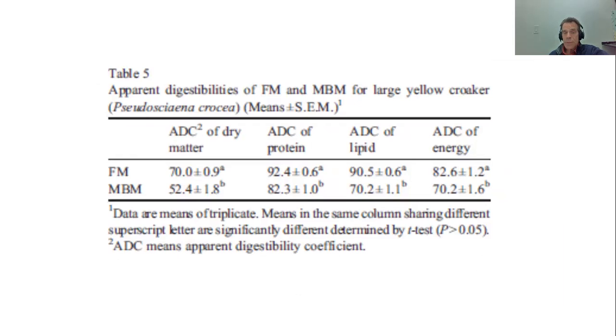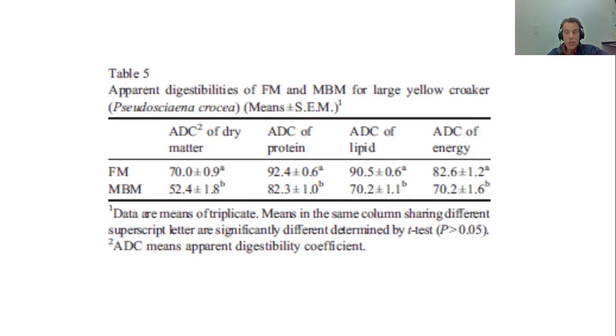Digestibility of protein, 92%. Digestibility of lipids, 90%. Energy digestibility, 82%, 83%. How can that be, right? This fish meal, there's no fiber there. There's no cellulose, there's no starch. So the energy digestibility should be a weighted average of protein and lipid digestibility. Same thing for meat and bone meal: 82 for protein digestibility, 70 for lipid digestibility, 70 for energy. The digestibility of energy should be higher if these values are true. So you see, the data are not adding up in many of the papers.